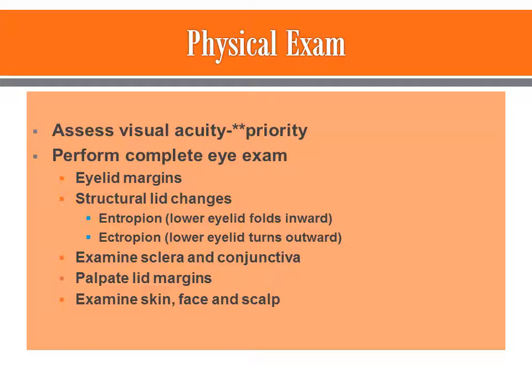When you're getting to the physical examination, your priority is to assess their visual acuity and make sure that their vision is documented. That's something that's very important. You always want to perform a complete eye exam and document that exam. So you need to be looking at their eyelid margins, looking at the structural lid changes. Do they have inward and outward turning of the eyelids?